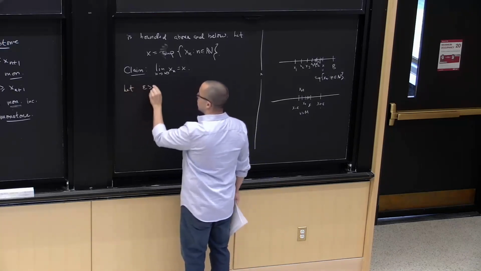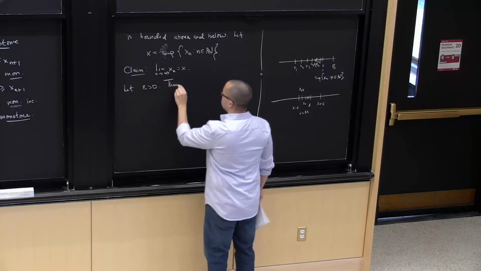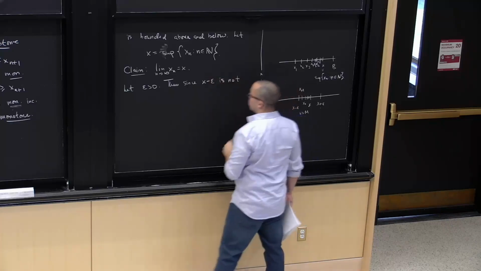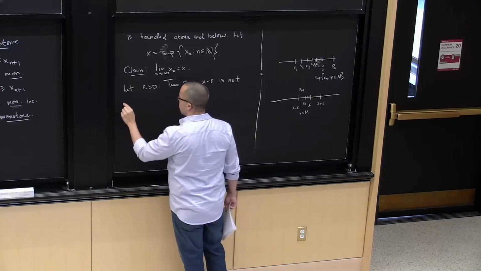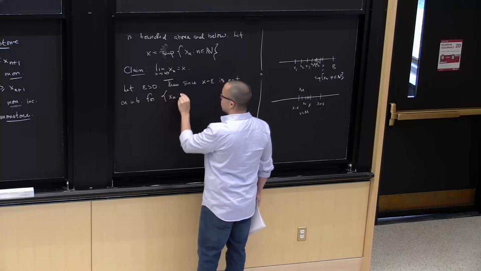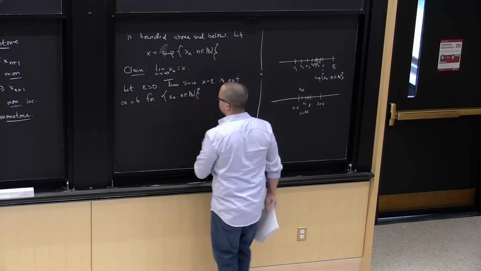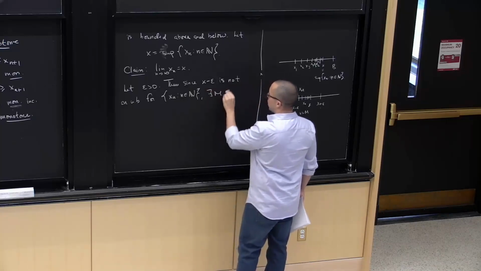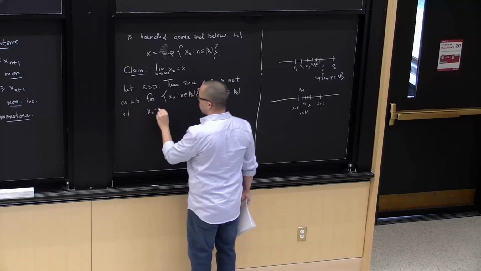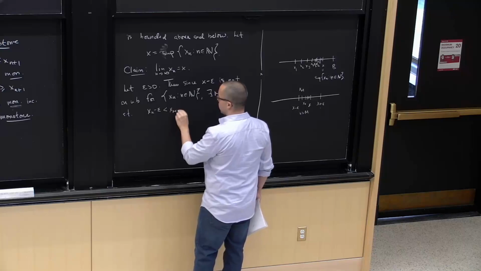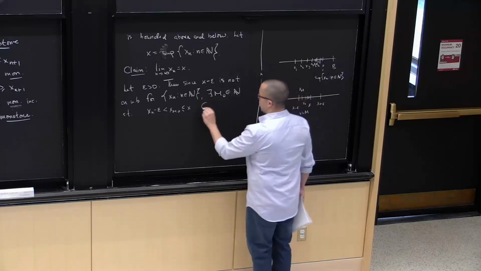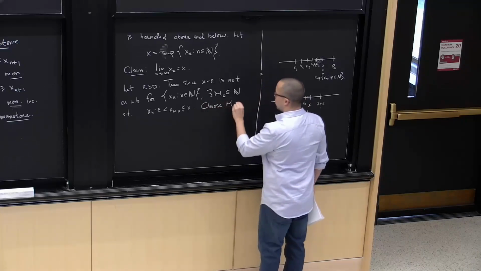So to prove this claim, let epsilon be positive, then since x minus epsilon is not an upper bound for this set, x sub n, there exists an m naught, natural number, so that x minus epsilon is less than x sub m naught is less than or equal to x. And we'll choose capital M to be this m naught.